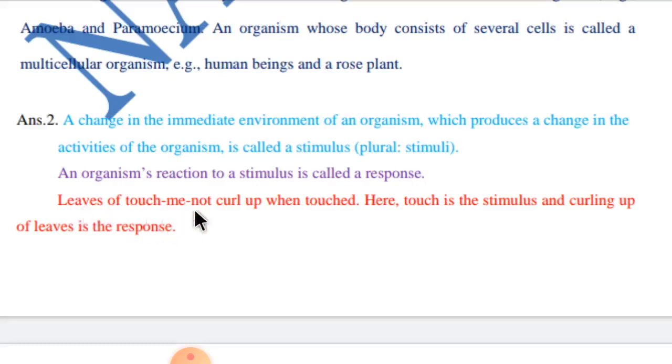Like leaves of touch-me-not curl up when touched. Hence, touch is the stimulus and curling up of leaves is the response. That is the example of stimulus and response in plants.